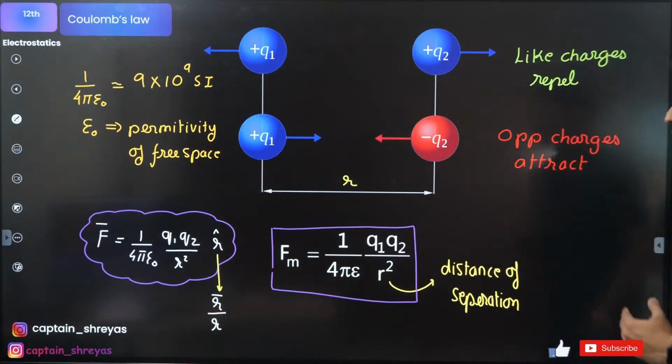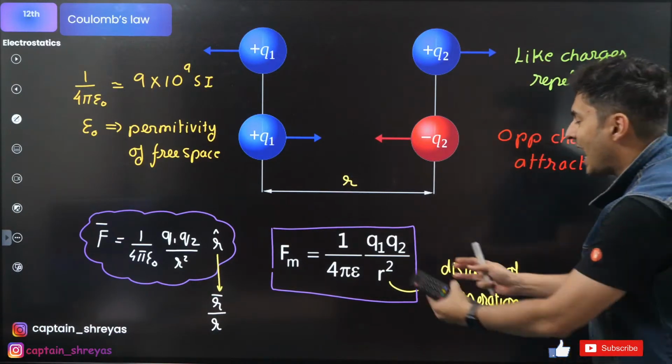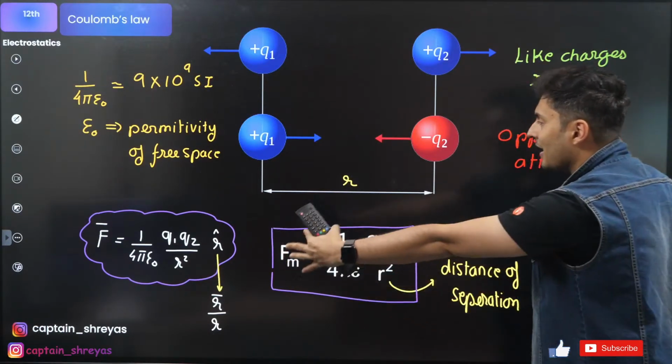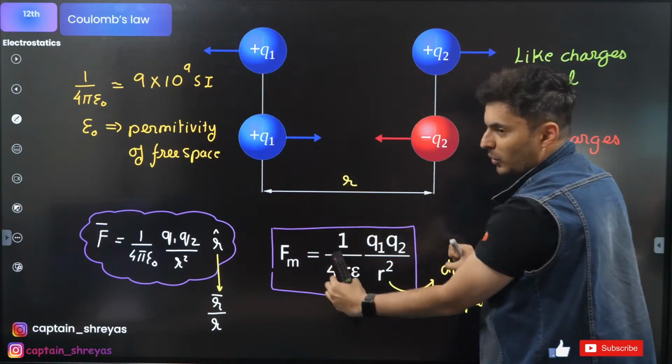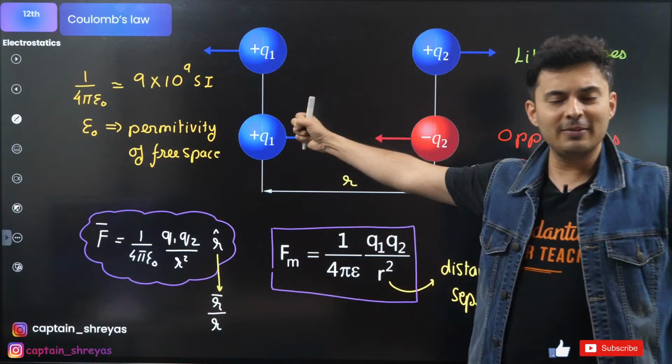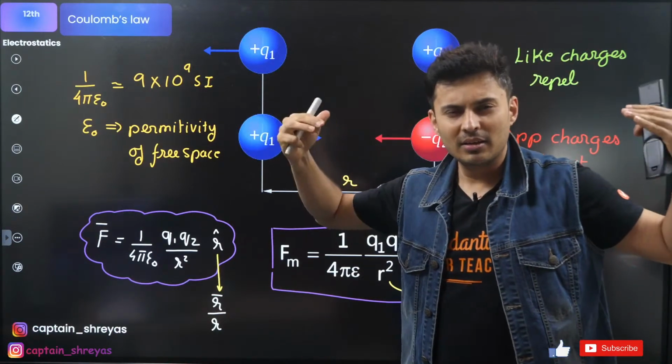So this is the vector form of Coulomb's law, and you can see as the distance increases, as R increases, as you take them away, the magnitude of the force will also go down. So as you take them far away, they will attract or repel weakly.